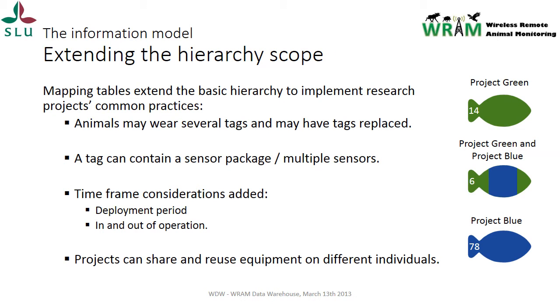Common practices seen in remote animal monitoring projects need to be addressed by the model. Mapping tables are used to extend the basic hierarchy in order to cater for these issues. Some examples: single or multiple tags, multiple sensors. Equipment may be added, removed or replaced. Deployment can be periodic. Equipment may be in or out of service. Equipment can be reused on different animals or indeed in other projects.